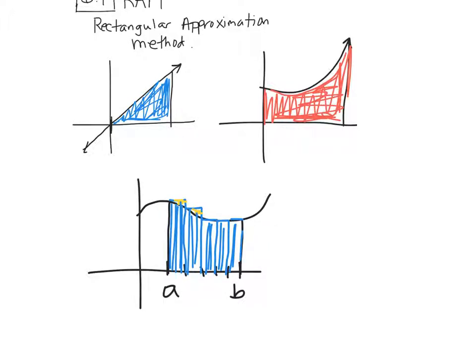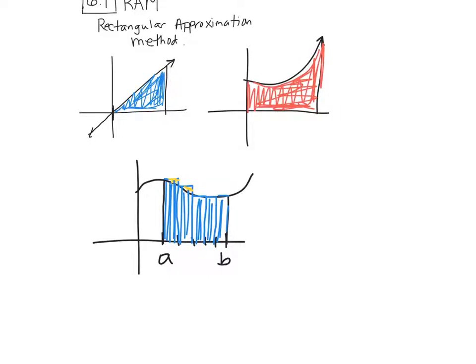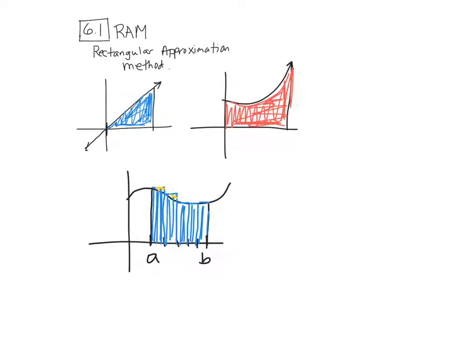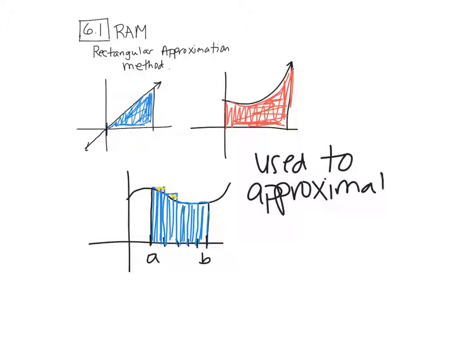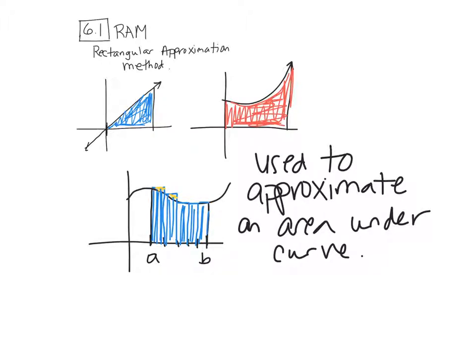We will, in a couple of days, find out how to do it exactly. It actually involves derivatives, which is really cool. All right, so this is called rectangular approximation method. It's used to approximate the area under a curve. And we're going to do this by hand, and then we're also going to do this by the program I gave you, the RAM program.